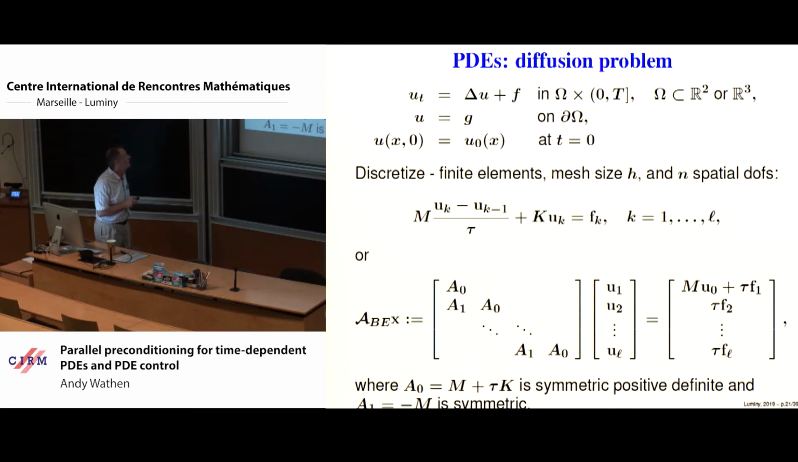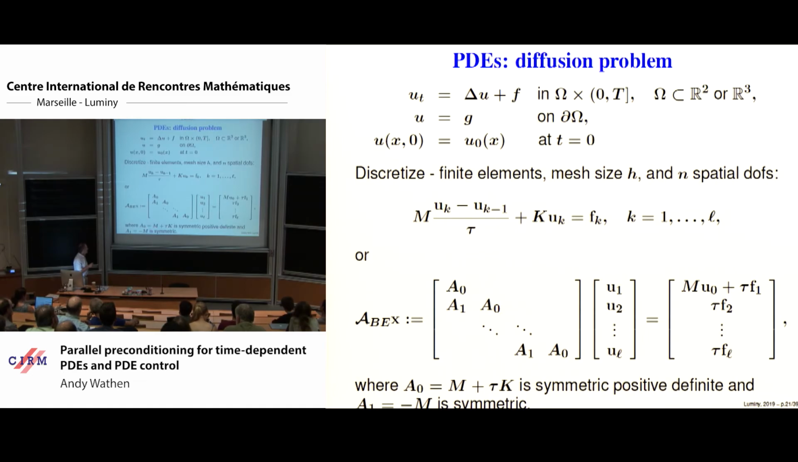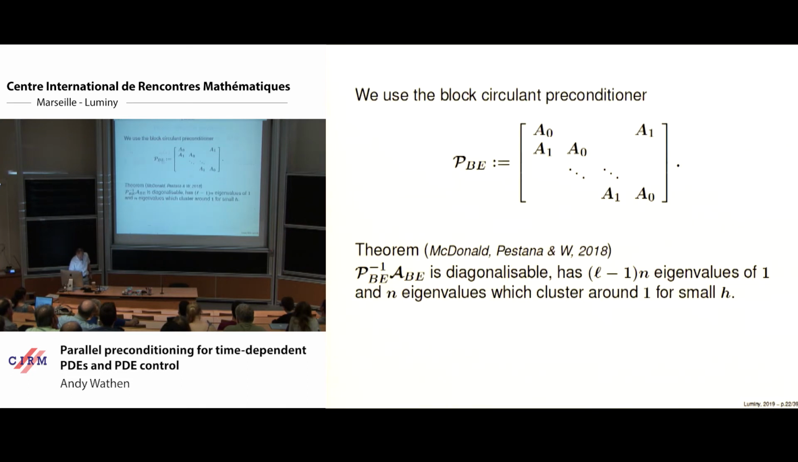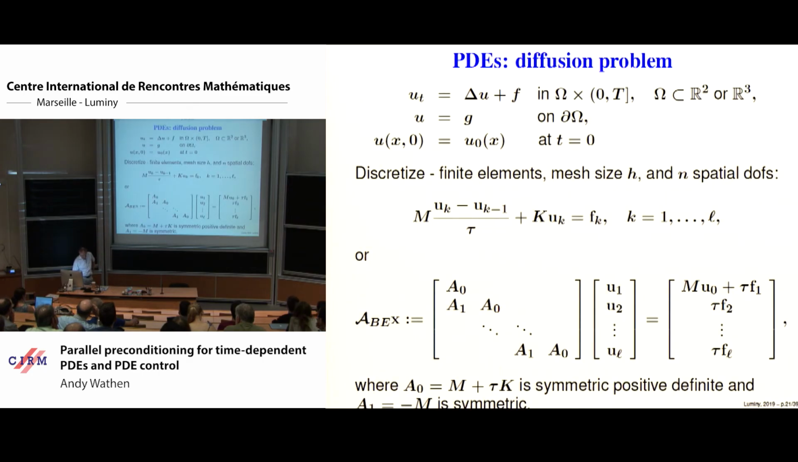So A0 is here just this combination of the mass and the stiffness matrix, symmetric positive definite. A1 is just minus M in this case. I've just done backward Euler here. So now I have that matrix here, right? This is a block Toeplitz matrix. All of these matrices are self-adjoint, symmetric, positive definite.